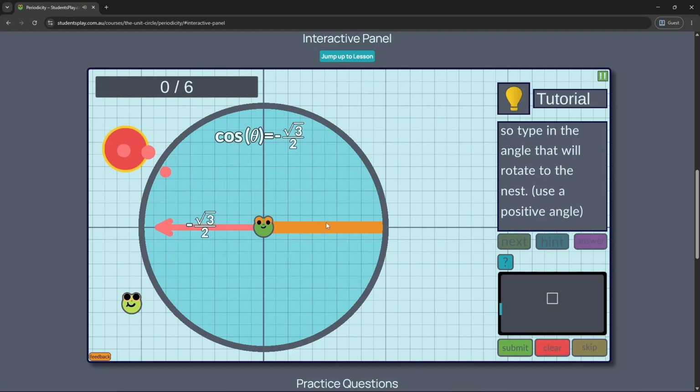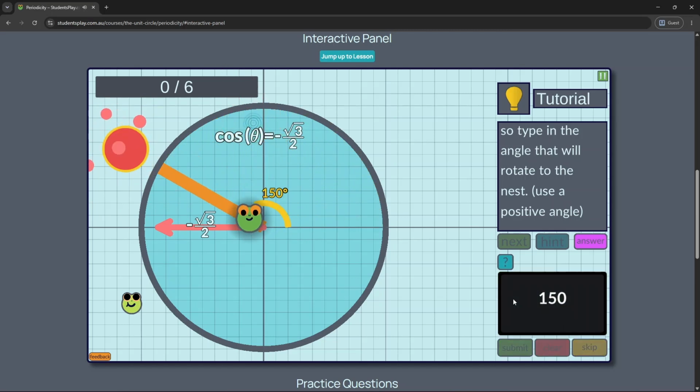Okay, so from here, rotating around, the nest is like there, so what would that be? Kind of looks like the 150 we had earlier. Maybe like 150? Okay.